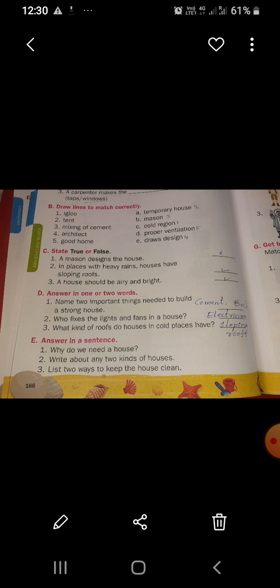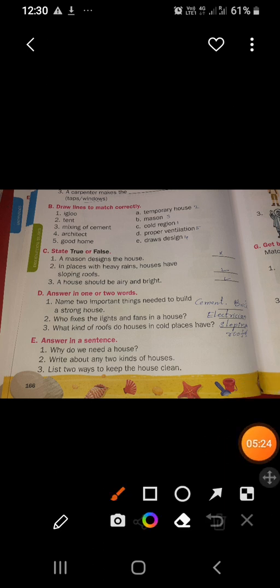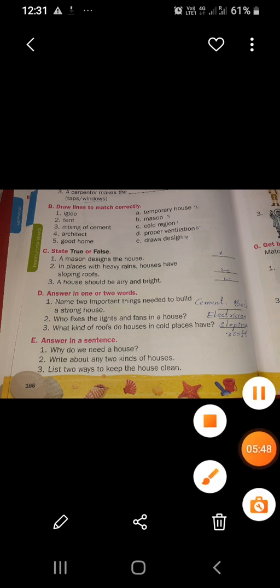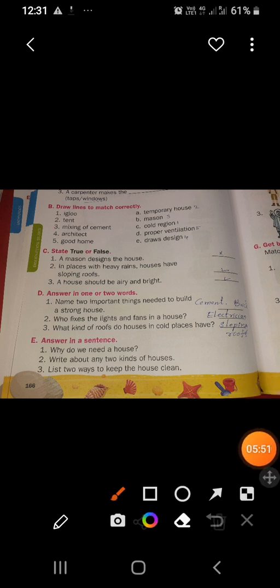Understand, dear students? First one, a mason designs the house, is a wrong sentence. Second one, in places with heavy rains, houses have sloping roofs, is a right sentence. Third one, a house should be airy and bright, is a right sentence. Okay, dear students. Now the next part we will learn is answer in one or two words.